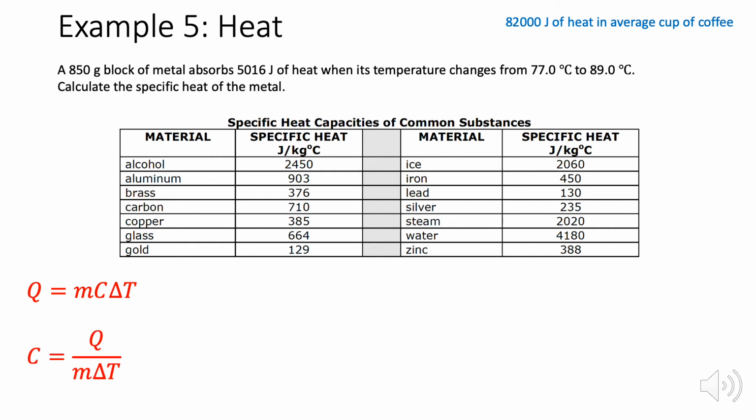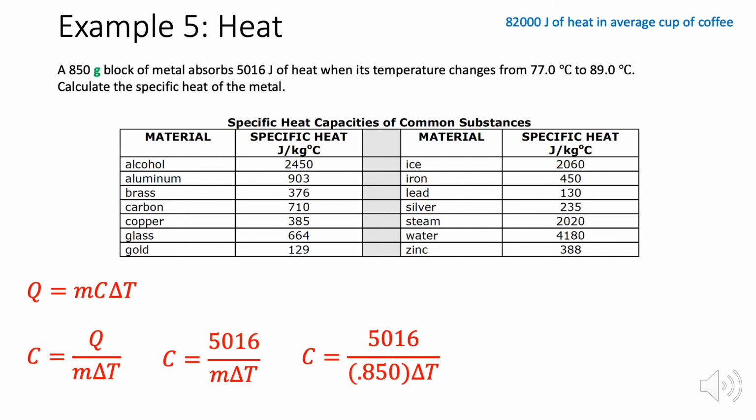I know Q is 5,016, that's heat. It tells me my mass is 850 grams, but since the chart gives us specific heat in kilograms, we have to change 850 grams to kilograms, which is 0.850. And delta T is 89 minus 77.